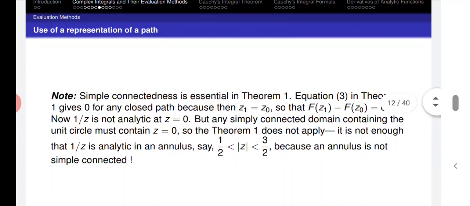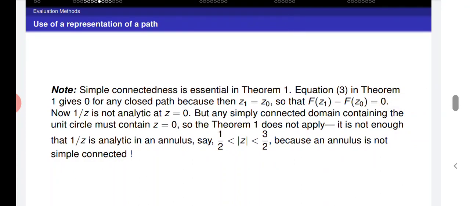Now we must note one point here. Simple connectedness is essential in theorem 1. Equation 3 of theorem 1 gives 0 for any closed path, because when z1 is equal to z0, we must have f of z1 minus f of z0 is equal to 0. Now 1 upon z is not analytic at z equal to 0, but any simply connected domain containing the unit circle must contain z equal to 0. So theorem 1 does not apply.